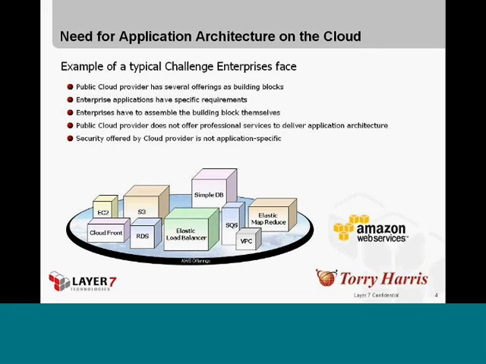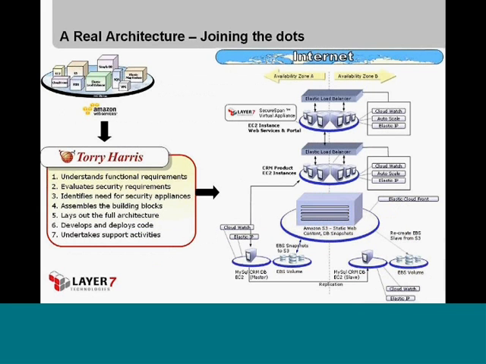So moving on to the next slide. This is where Torry helps in understanding functional and non-functional requirements and assembling the building blocks to deliver a complete cloud-based solution as shown in this diagram. The series of steps typically involved in delivering a full solution ranges from analyzing functional and non-functional requirements, fitting the building blocks to address each aspect of the architecture such as disaster recovery, automatic scalability, and so on.